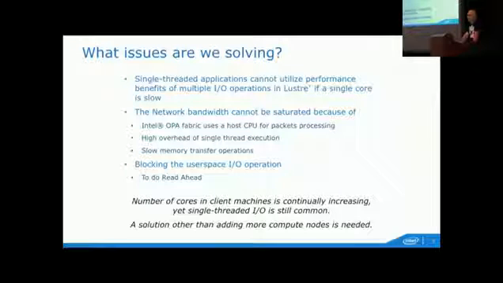For example, the Intel OmniPath fabric intensively uses the host CPU for packet processing, and this prevents using the network bandwidth at full speed, so it can't saturate the full network. Also, the memory transfer operation on these systems is pretty slow, and this also significantly affects performance.